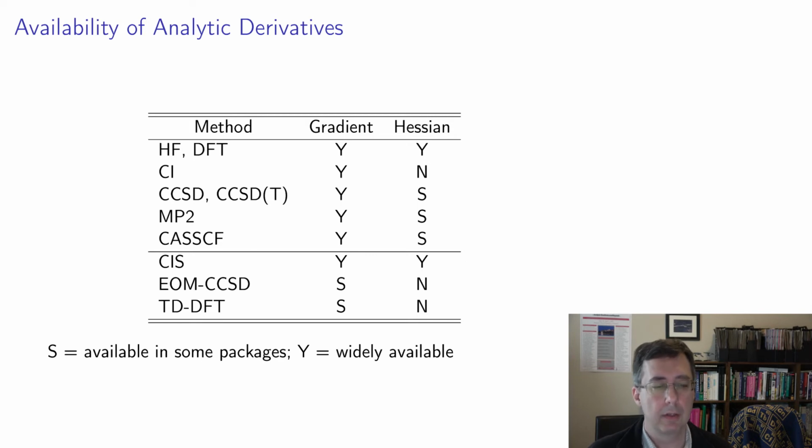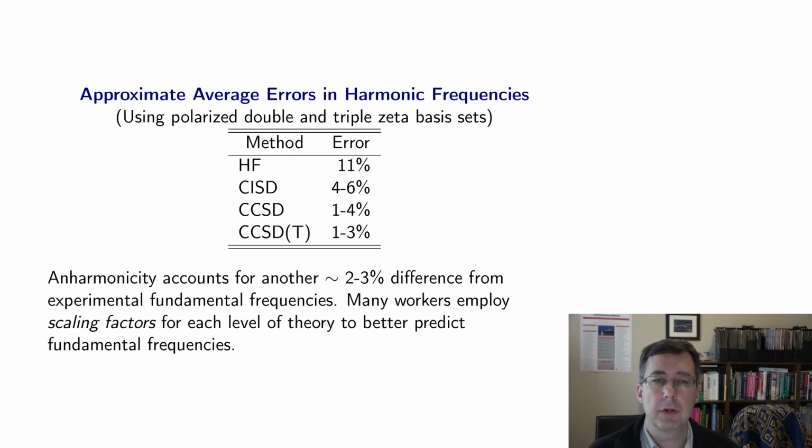MP2, likewise. If you do some fancy non-dynamical correlation method like complete active space self-consistent field, CASSCF, some codes do have gradients, but Hessians would be pretty rare. Configuration interaction or equation of motion coupled cluster for excited states, or time-dependent DFT for excited states: some codes have gradients for the excited states, but it's kind of unusual to find analytic Hessians for those, unless maybe it's CIS.